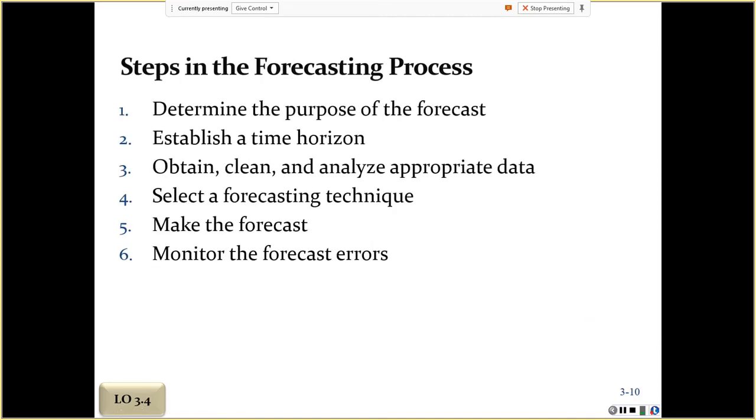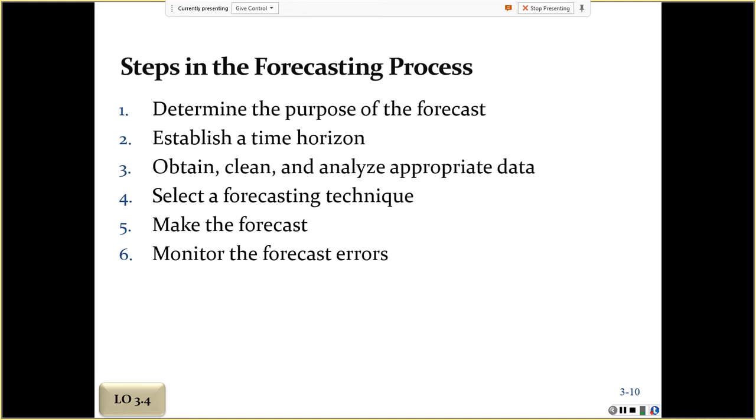All right, some steps in the forecasting process. Determine the purpose of the forecast. How's the forecast going to be used? When is the forecast going to be needed? What amount of resources is needed, and what level of accuracy are we trying to go for? Establish a time horizon or some type of time period. You need to know how long the forecast is. Is it going to be in days, hours, weeks, months? Accuracy decreases over time as the length of the forecast increases.